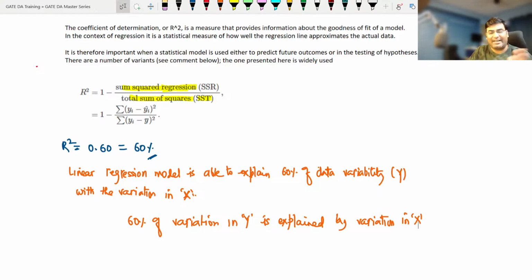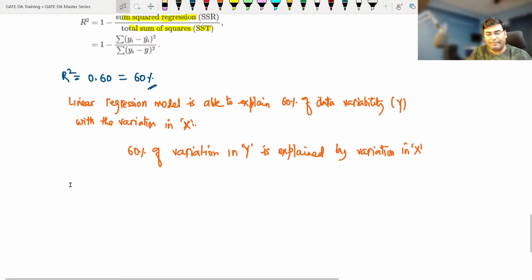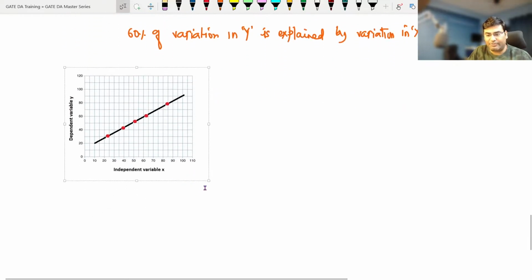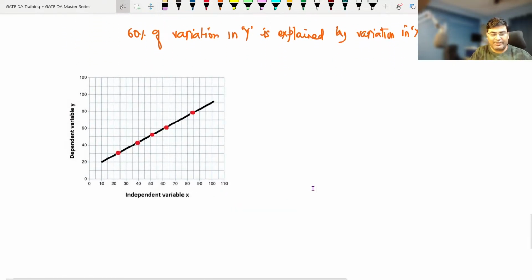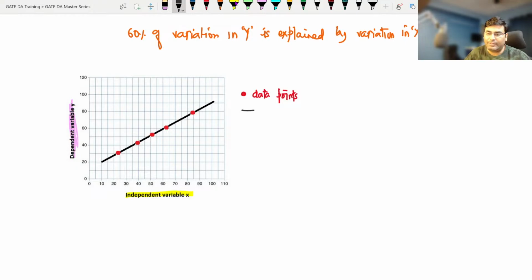Now, if you want to understand R square a little more, let me show you some amazing charts on the screen. Let me bring some charts from my secondary screen. Here, the independent variable x is on the x-axis and the dependent variable y on the y-axis. The red points are your data points, the actual values, and the black line is your regression line.